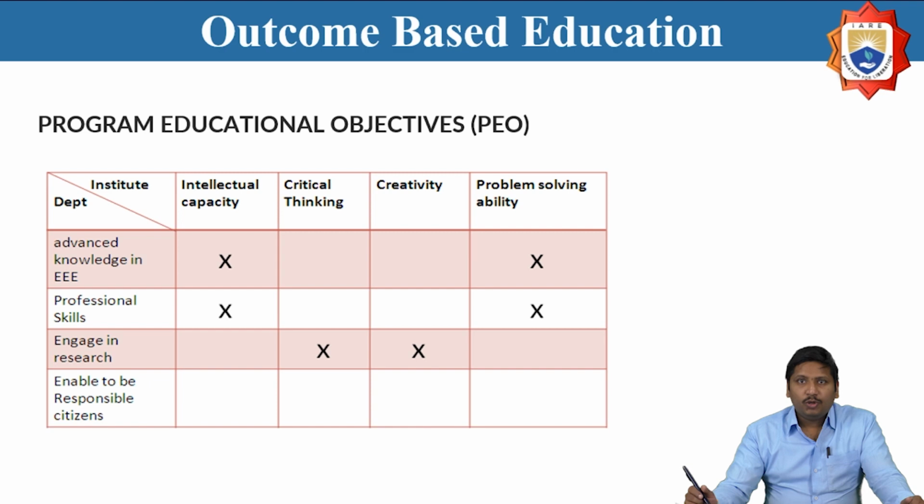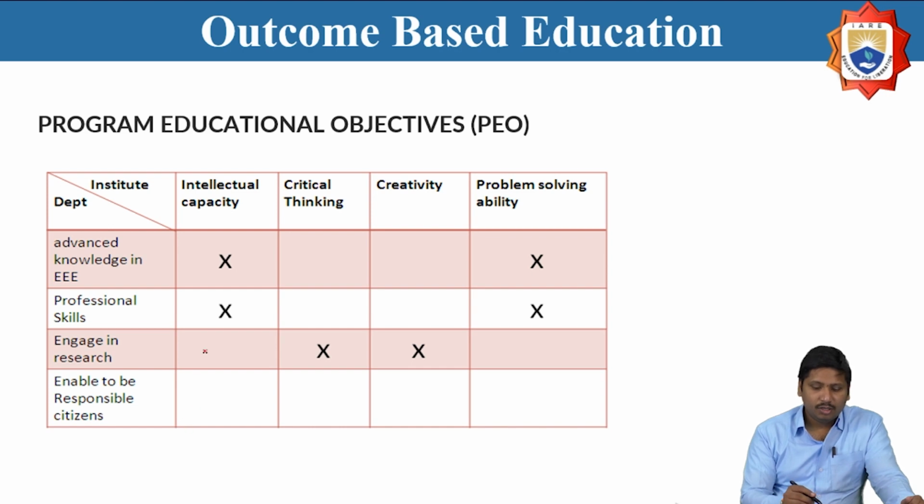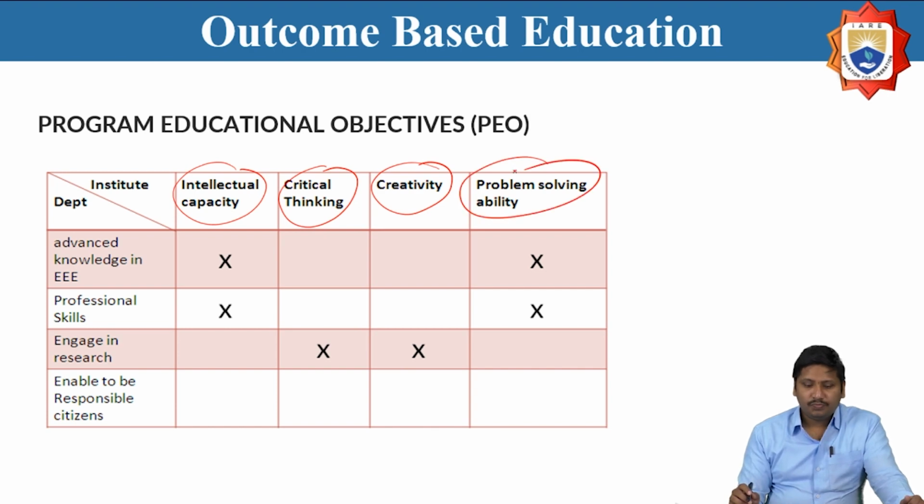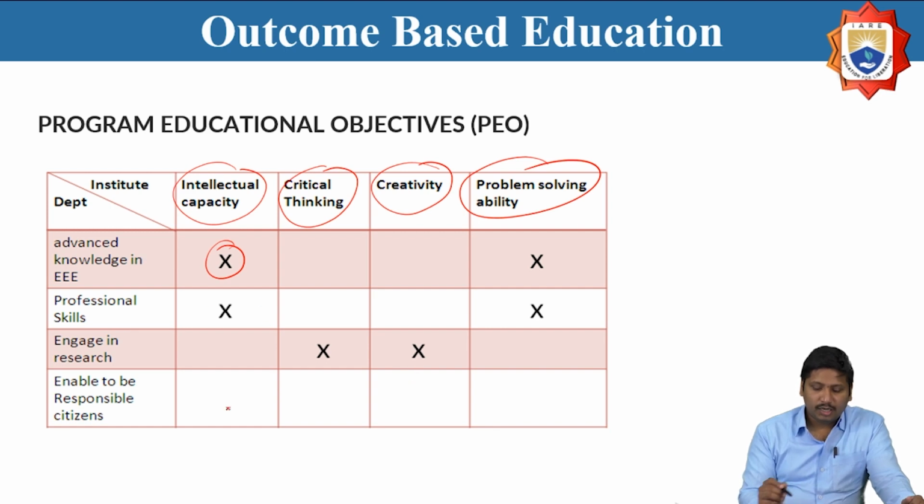So next we can see the program educational outcomes. If I take EEE as an example: intellectual capacity, critical thinking, creativity, and problem solving ability. So let's see the advanced knowledge, how it should be, for intellectual capacity, problem solving, professional skills, engaging in research, and like this.